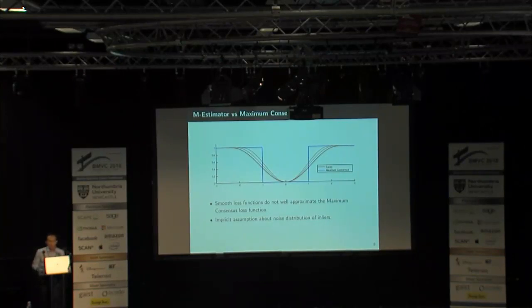To illustrate that, here we plot the loss function for the maximum consensus in blue, and the red functions are the functions with the smooth loss function. As can be seen in this plot, with one blue function, we can have multiple red functions to approximate it, and the choice of the correct loss function to approximate the blue function is ambiguous. Moreover, by using the M estimator with a smooth loss function, some implicit assumptions about the noise distribution of inliers must be assumed.